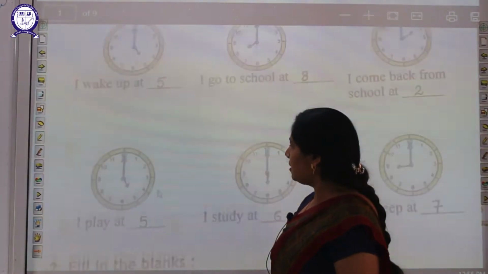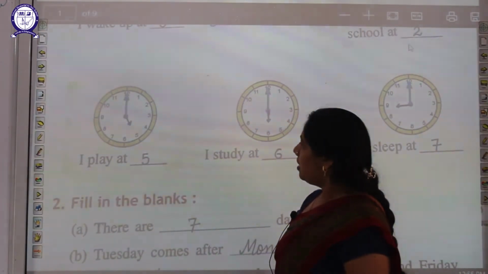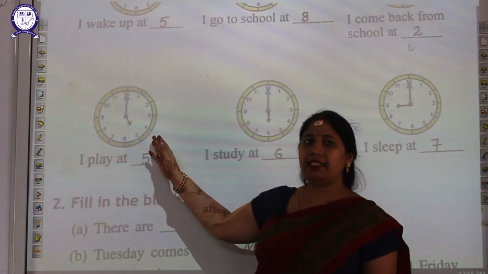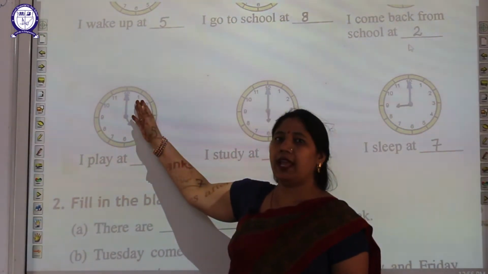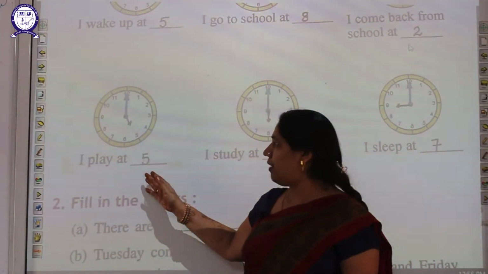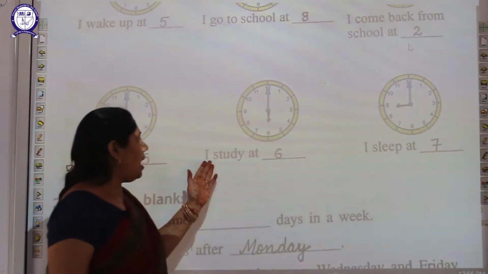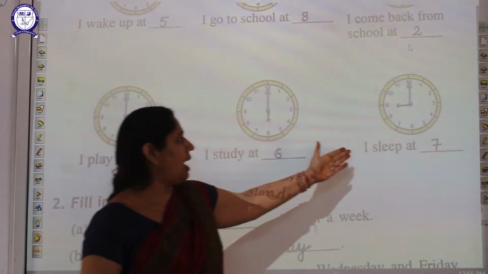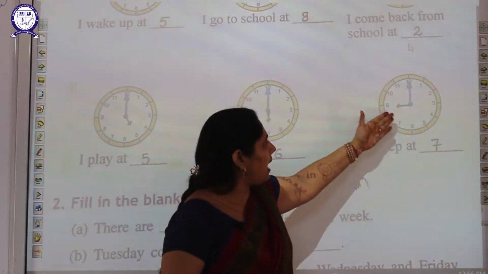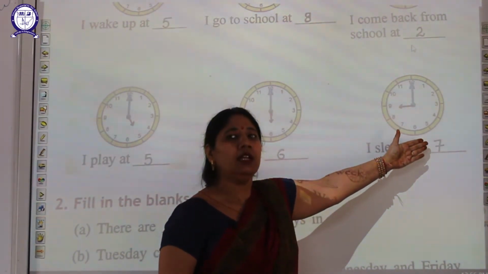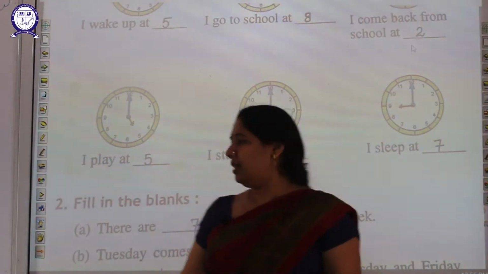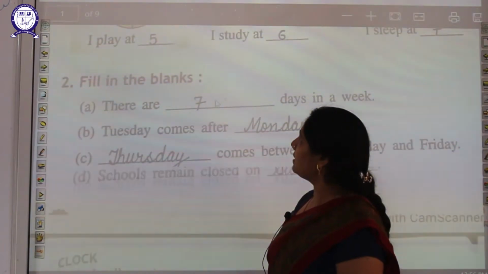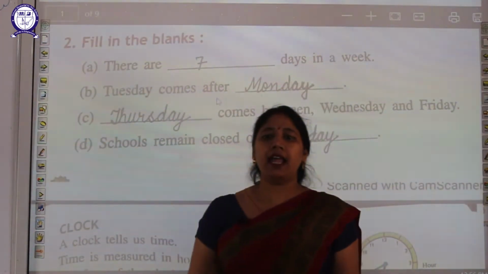Come to the next. I play at 5 o'clock. Look here, the short hand is at 5 and the long hand is at 12. I study at 6 o'clock. I sleep at 9 o'clock. Look here, you have to write 9 here, 9 o'clock. I have written 7 here by mistake. You have to write 9.